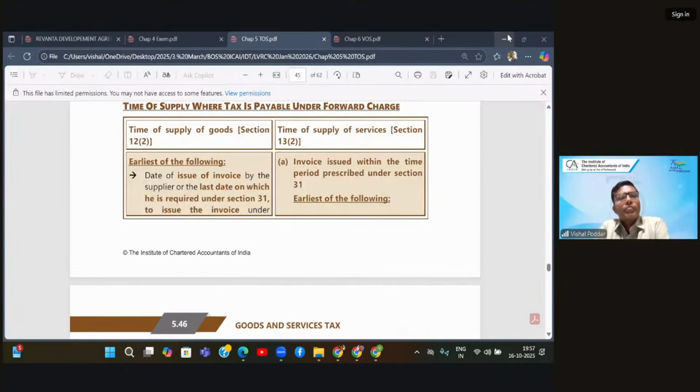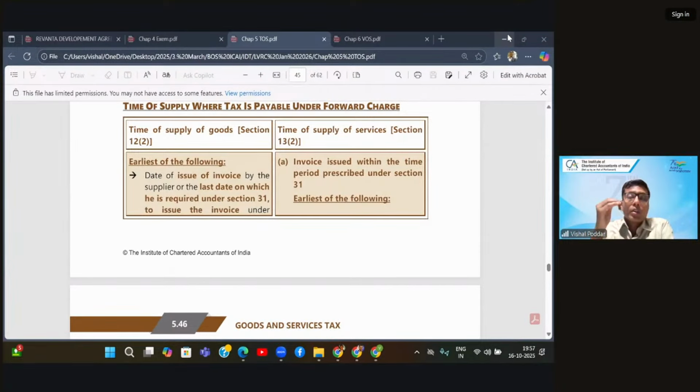In such a case, what is the time of supply? Here, they are not saying it is the earliest of three dates. Here, there are two scenarios given. First scenario: has the supplier issued the invoice within 30 days of completion or provision of service? Yes, scenario 1. No, scenario 2. So they have given a 30-day window to the supplier to issue or raise the invoice, 30 days from provision of service.